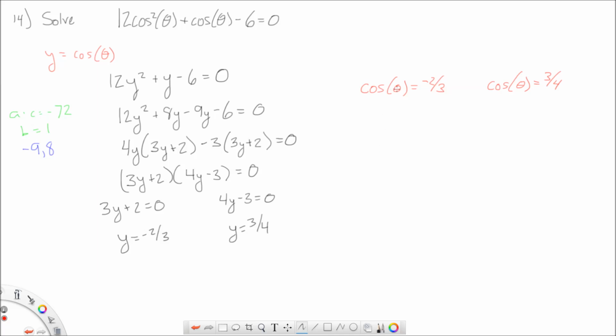So now we have to figure out what theta we have to plug in to cosine in order to get out negative 2/3, and what theta we have to plug in to cosine to get out 3/4. Unfortunately, this problem doesn't work out too well because we don't have nice formulas for what cosine of theta equals negative 2/3 or 3/4 are. So for now, we'll just leave it like this.